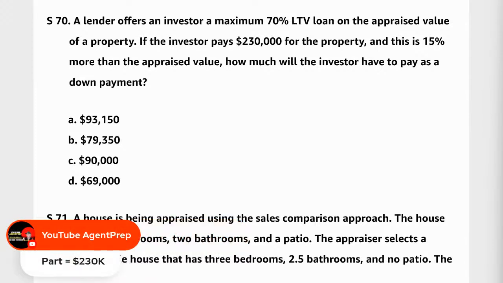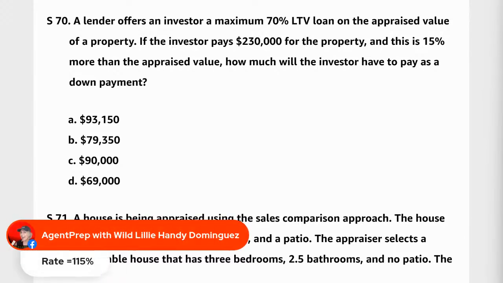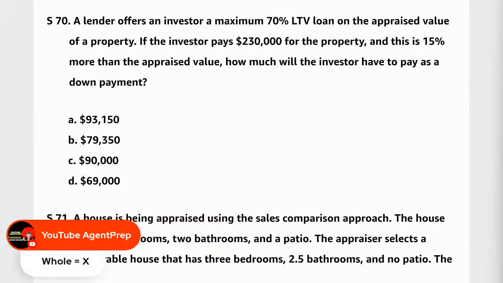The part equals 230,000 in this question. The rate equals 15 plus 100. It's 115%, okay, because he paid more than the appraised value. And we're looking for the whole, okay, in the T formula.